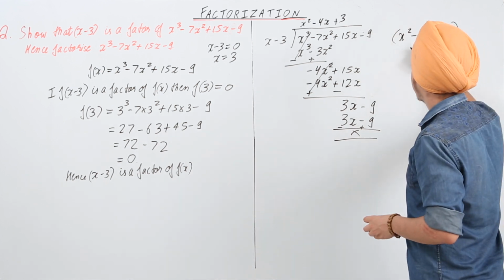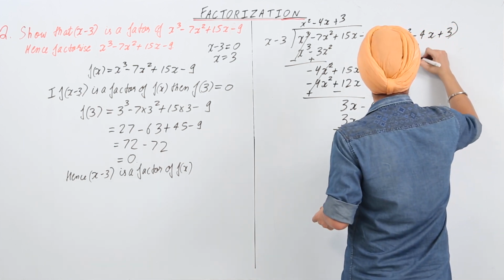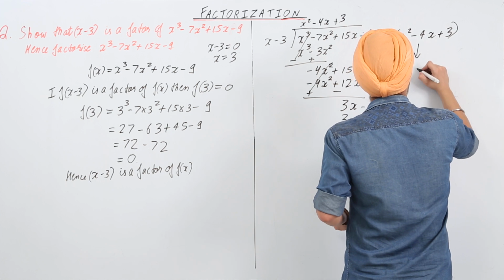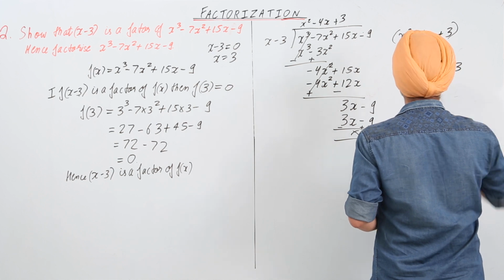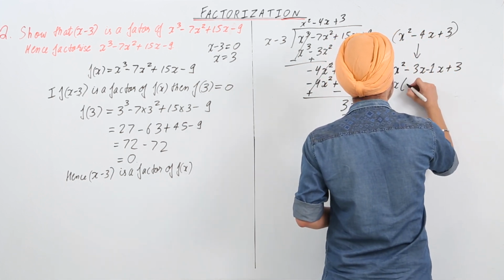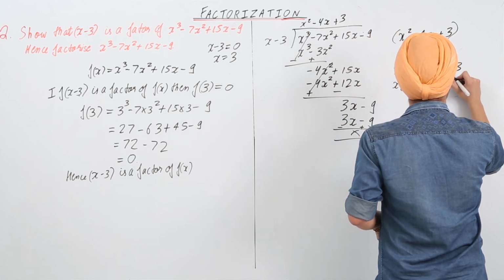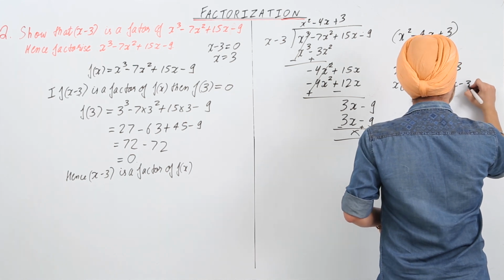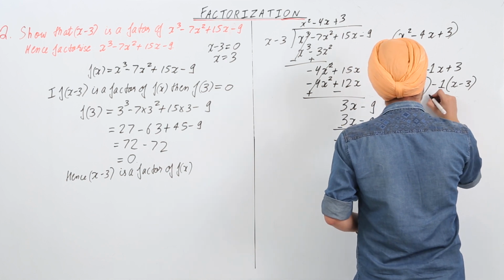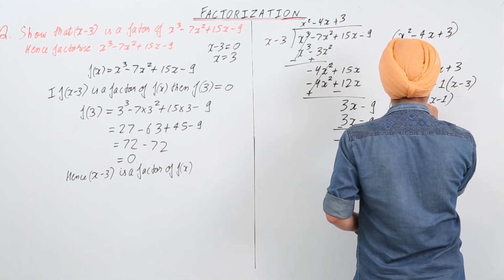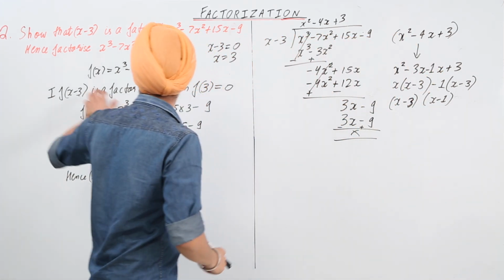We can factorize it by using the factorization method, that is by splitting of the middle term. How do we do this? We write it as x square minus 3x minus 1x plus 3. We take x common from the first two terms, we get x minus 3 over here, and we take minus 1 common from the second two terms, we get x minus 3 over here. So we can write it as x minus 3 into x minus 1. So these are the other two factors for this equation.